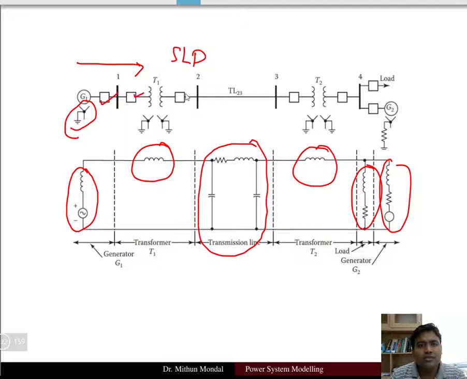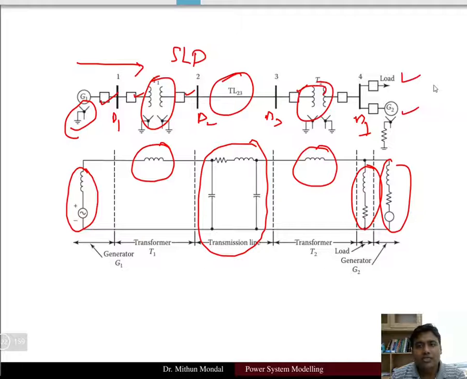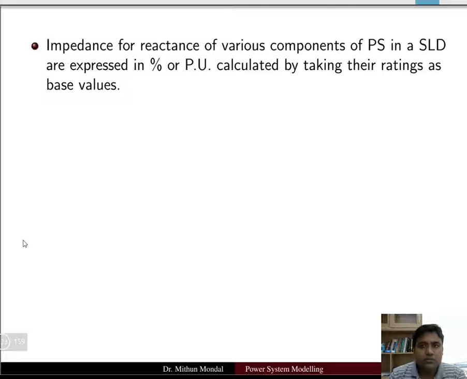These are all breakers that are connected in the system, and these are buses. So this is bus number 1, this is bus number 2, this is bus number 3, and this is bus number 4. This is the transmission line, this is a transformer. So two transformers are there, and then you have a load and a generator. So you can obtain the impedance diagram or reactance diagram from the single line diagram very easily, having some assumptions.